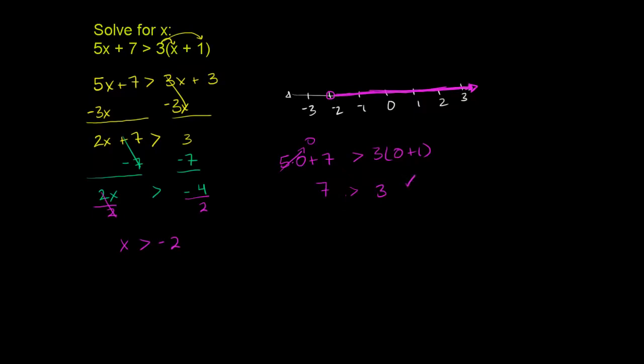Now let's try something that should not work. Let's try negative 3. So 5 times negative 3 plus 7. Let's see if it's greater than 3 times negative 3 plus 1. So this is negative 15 plus 7, which is negative 8. Let's see if that is greater than negative 3 plus 1, which is negative 2, times 3, which is negative 6. Negative 8 is not greater than negative 6. Negative 8 is more negative than negative 6. It's less than. So it's good that negative 3 didn't work, because we didn't include that in our solution set.